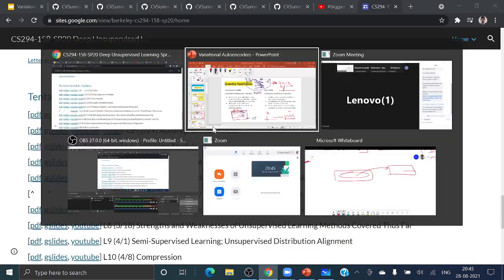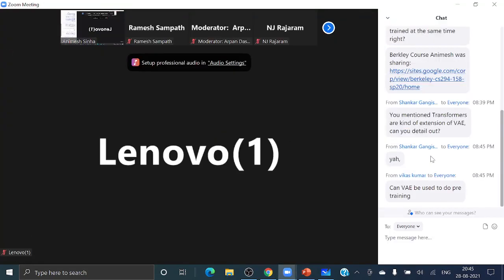So I think that's the only question we have, right? Can VAEs be used to do pre-training? I think so. You can try to forcefully encode different rotations of an image and stuff in the encoder and decoder. I don't know exactly how people do pre-training, but I know that some meta-learning ideas can be applied too.